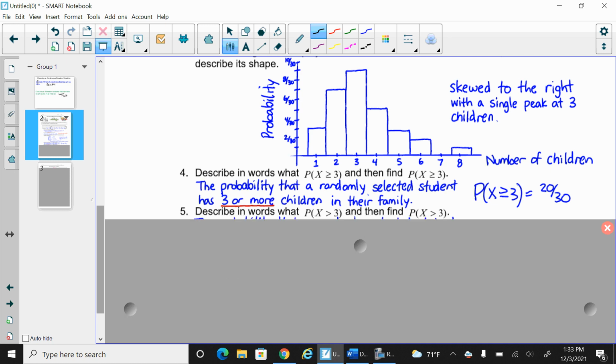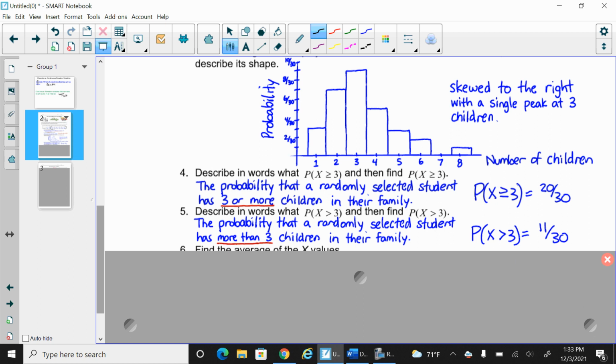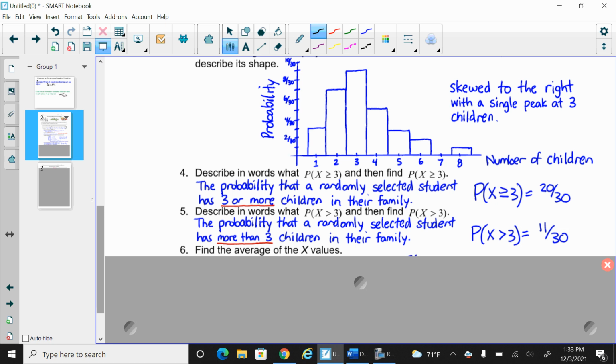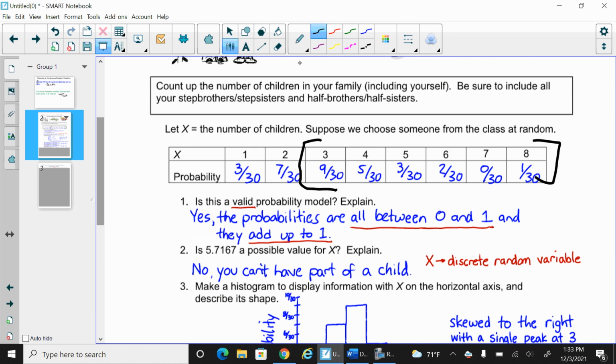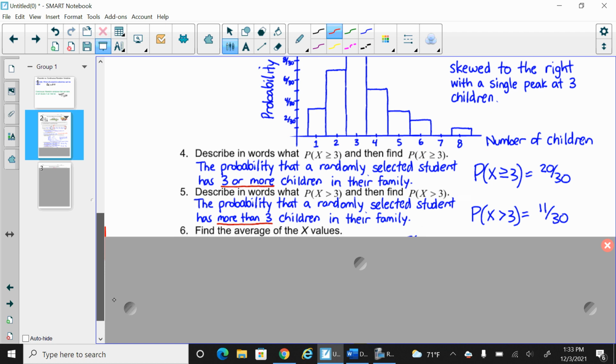Describe in words what P of X greater than 3 means. Well, greater than 3, not equal to 3, is the probability that a randomly selected student has more than 3 children in their family. It's not 3 or more, it's just more than 3. Notice it's a big difference. Now it's only 11 out of 30. The difference is we're not including 3 in this statement. And paying attention to these details is going to be really important.